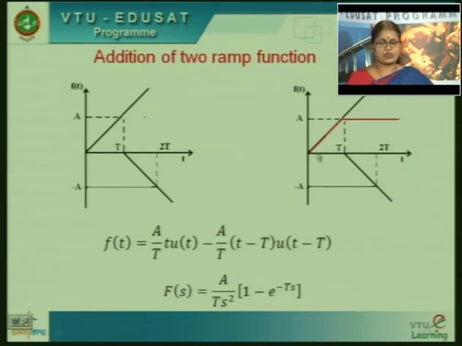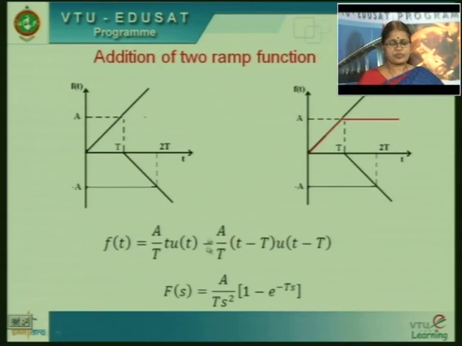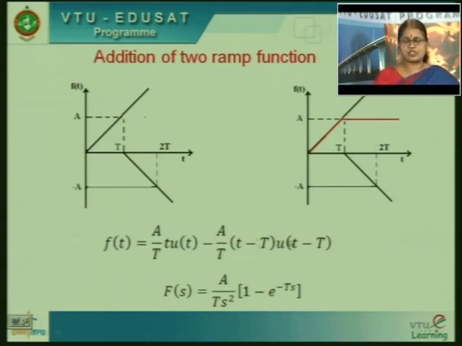So, this is one function f1(t) and another function f2(t). f1 is a ramp function with slope a by T, f2 is a delayed ramp function with a negative slope and the value of slope is again a by T. Now, if I add these two waveforms, what will be the resultant waveform?